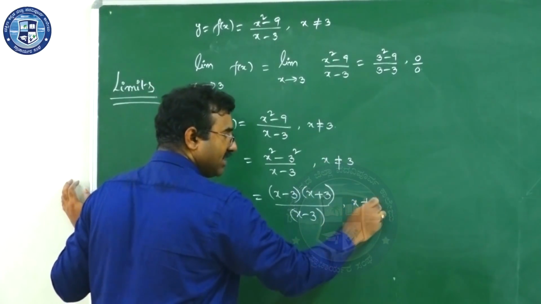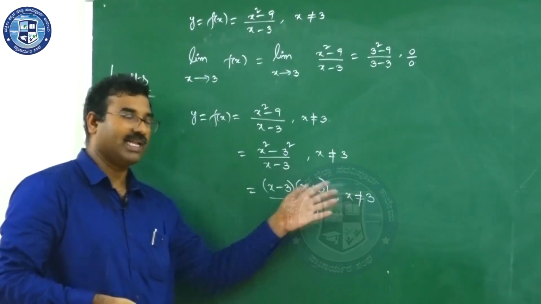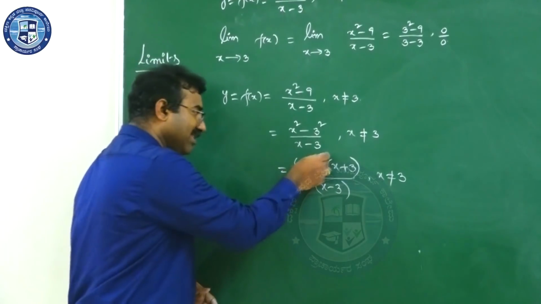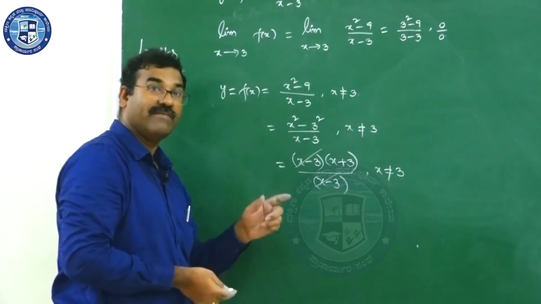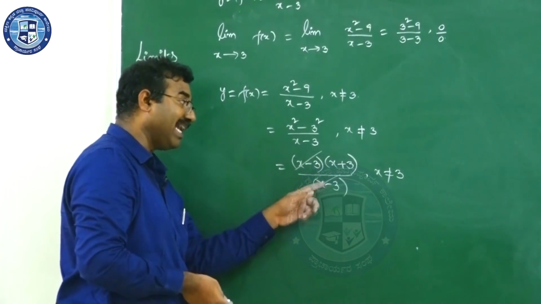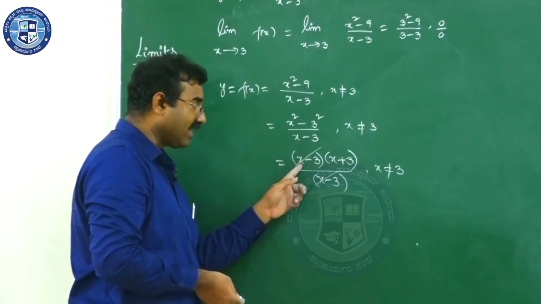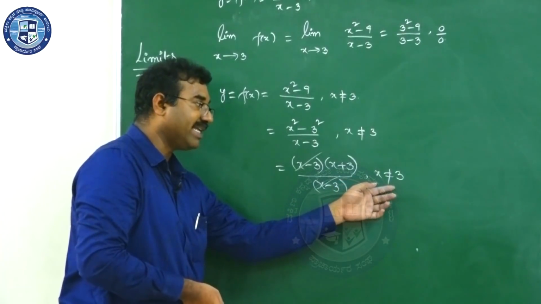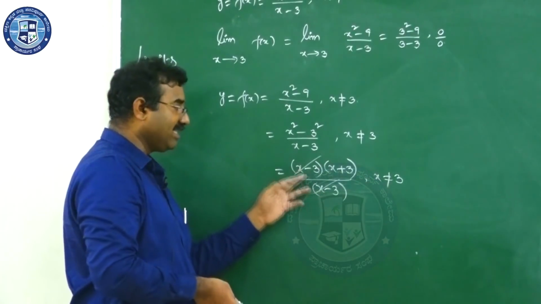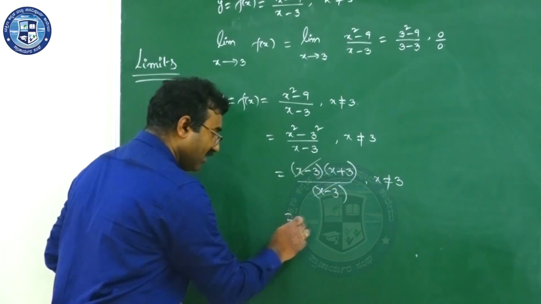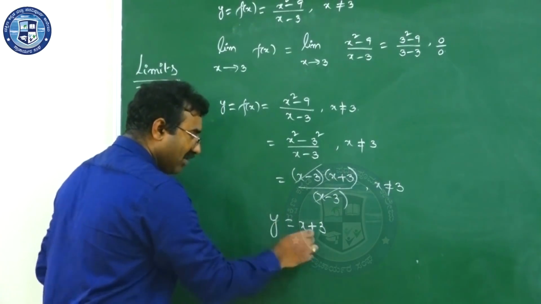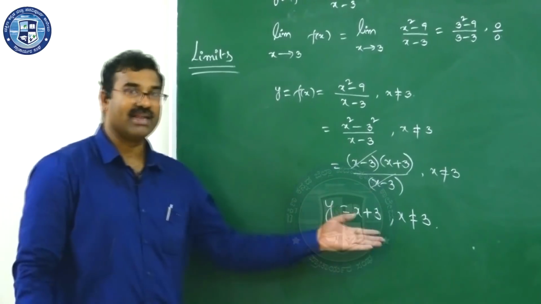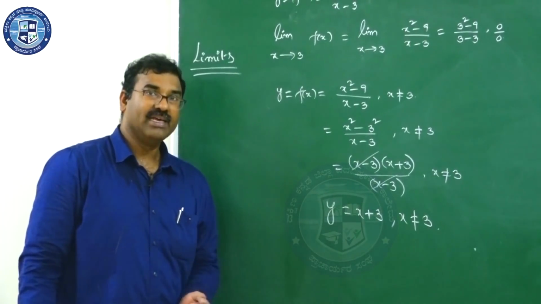It is already mentioned that x is not equal to 3. When x is not equal to 3, x minus 3 cannot be 0, right? So that is why you can cancel this x minus 3 now. Because when x is 3, you cannot cancel these two. Why? Because when x is 3, it becomes 0, this is also 0, 0 by 0. But here the condition x not equal to 3 is there. That is why we can cancel x minus 3. So we will get x plus 3. So, y is equal to x plus 3 when x is not equal to 3. It is a straight line.